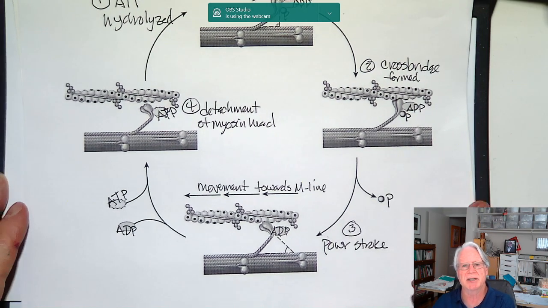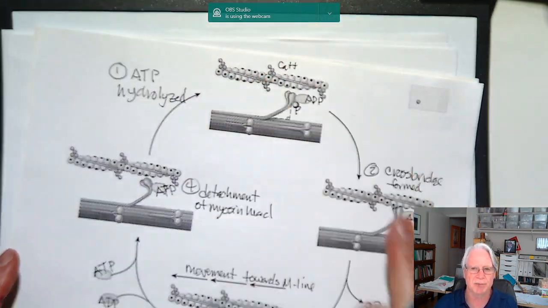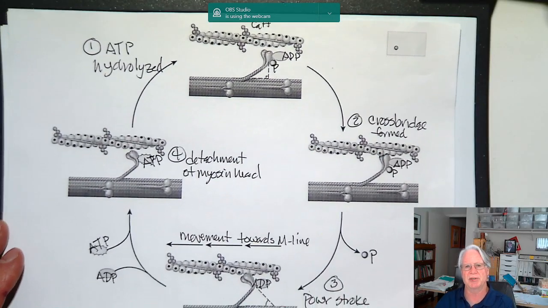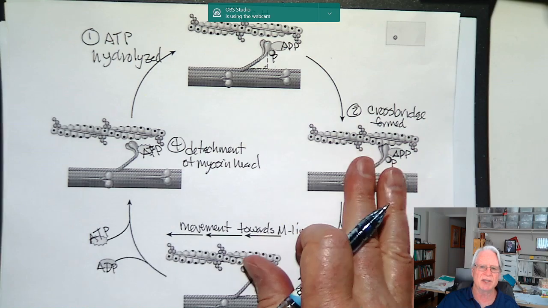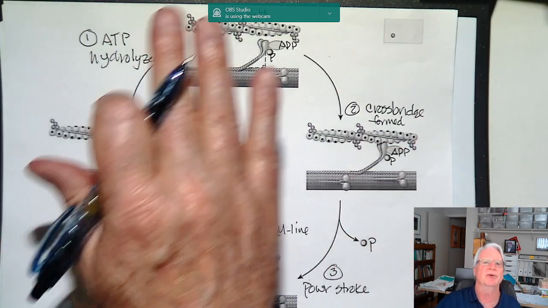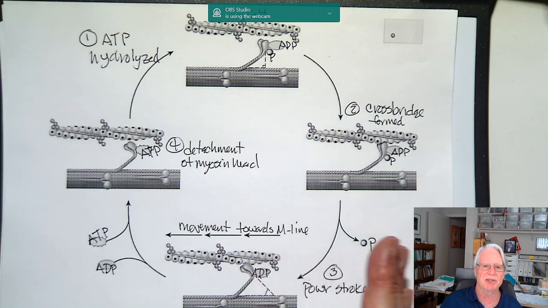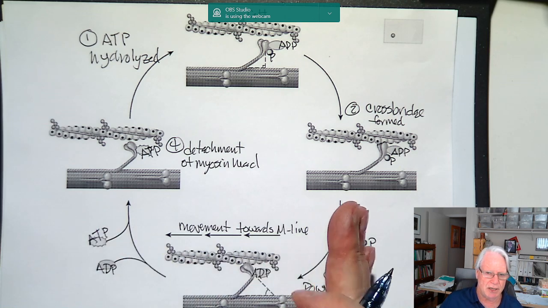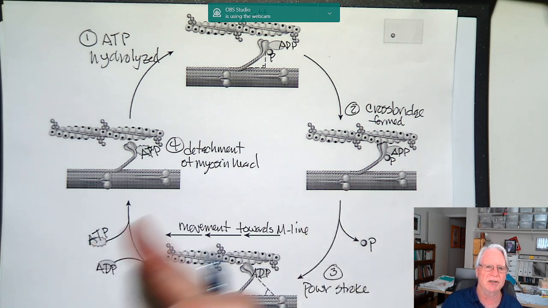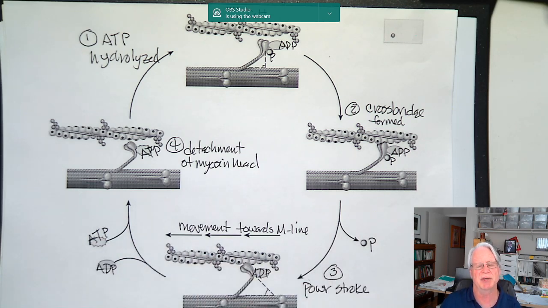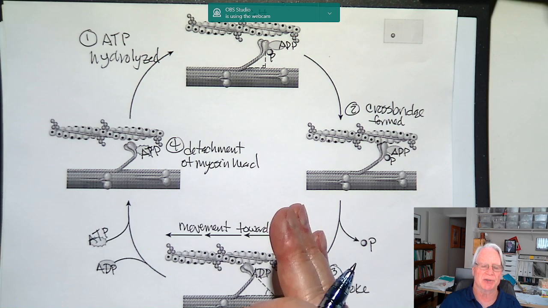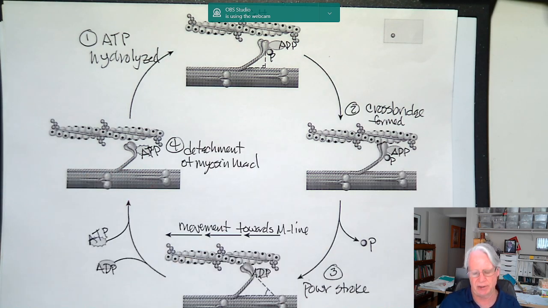Couple things to keep in mind. This is an all or nothing proposition. If we have calcium, if we have ATP, this will continue. There's nothing between 0 and 60 miles an hour. It's either going to be complete cycle movement and sliding of the filament or nothing at all. We cannot calibrate this. We cannot make this go slower or faster. It's just going to happen in a continuous cycle.